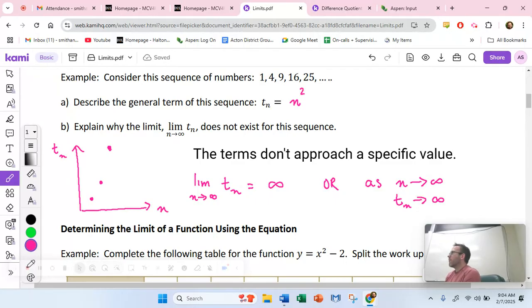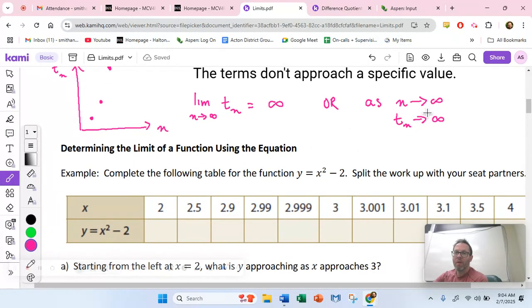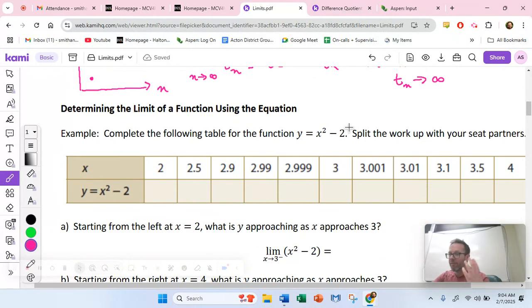All right, so we've talked about limits as n approaches infinity, and you kind of did that with your end behavior for polynomials. Let's start asking questions about what happens as an x value approaches a specific number in a continuous function. Here we have a simple quadratic function, x squared minus 2, and we're going to investigate the limit as x approaches 3 of this continuous function.